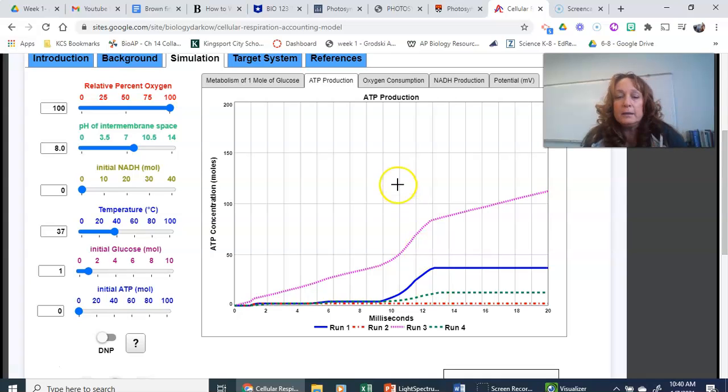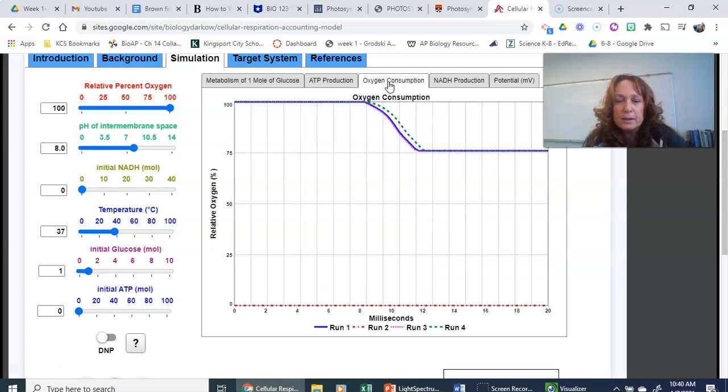So I forgot to check my oxygen consumption. So it looks like the oxygen consumption did not change when I increased or when I decreased. When I have the pH at 6, that's run 3. So there's no change. But when I increased the pH to 8, it took longer for you to start consuming oxygen.